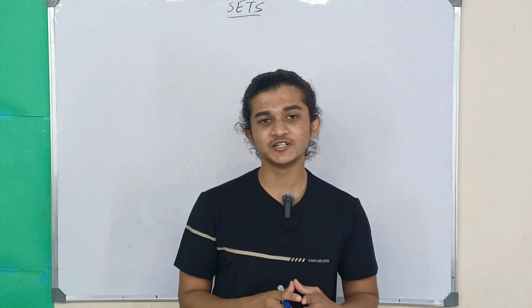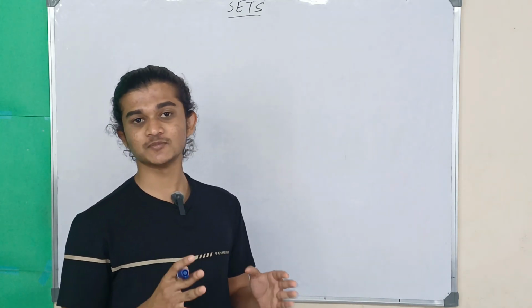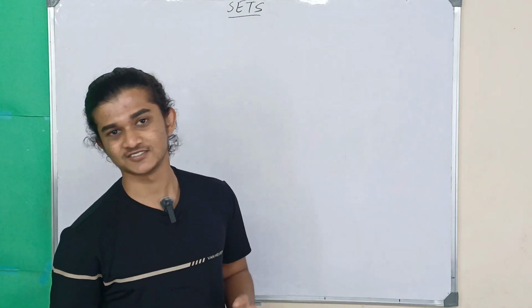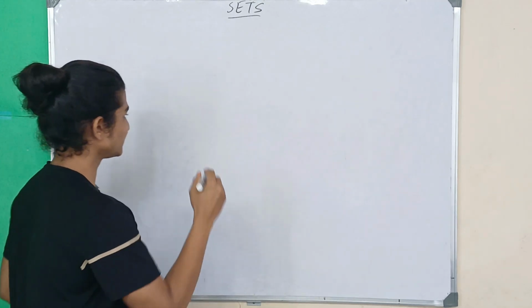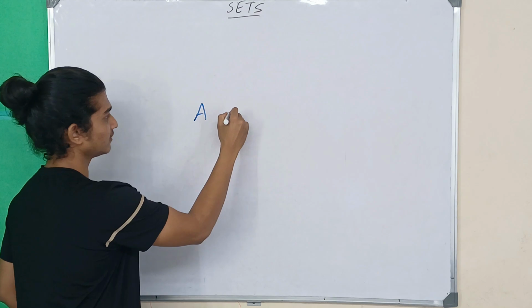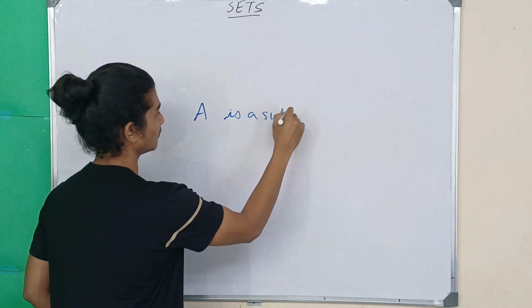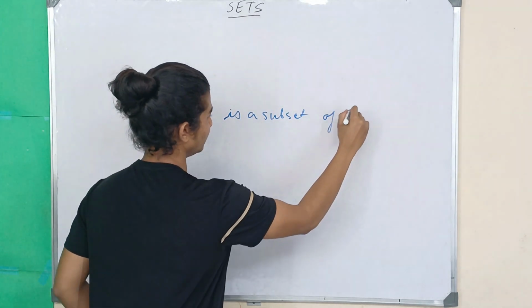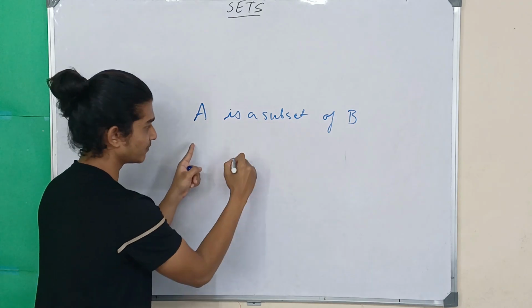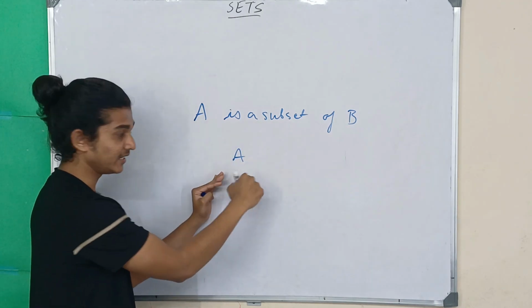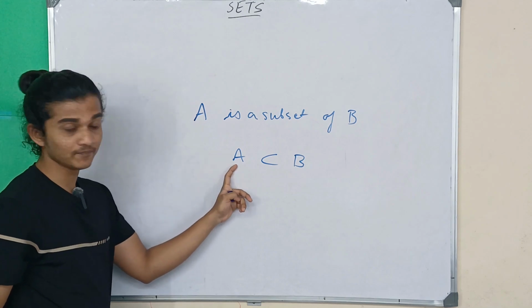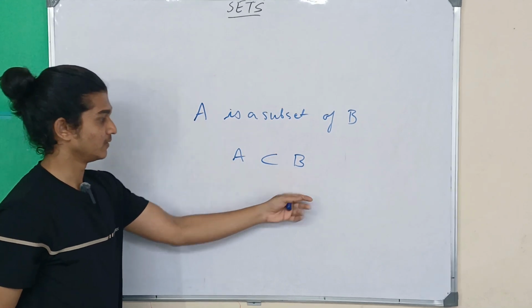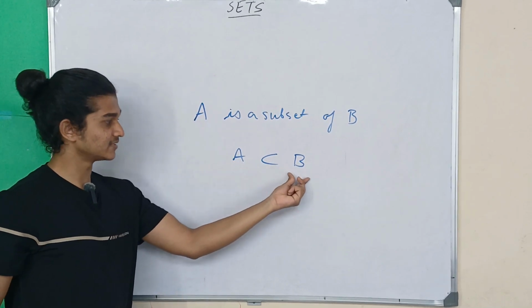So in this video we're going to be discussing exercise 1.3, especially about subsets and all those things. So let's get started. What exactly is a subset? If I say A is a subset of B, it is denoted by A ⊆ B, which means every element of A is inside B.